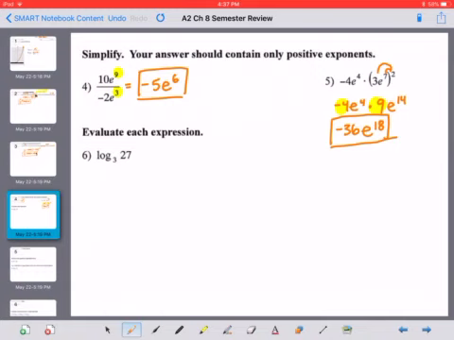All right. Let's move on to some log problems. So if you have to evaluate a log, set it equal to x, then change form. So this would be 3 to the power of x equals 27. And then you just have to figure out what exponent would make that true. And we know 3 to the power of 3 is 27, so x has to be 3.